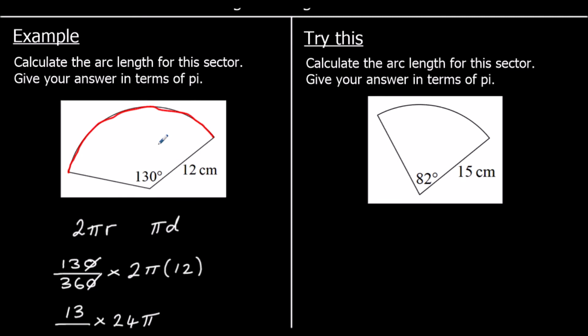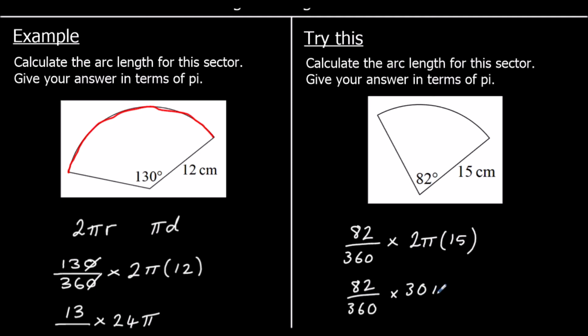Okay, one for you to try. So give this one a go. So what fraction of the circle do we have? We've got 82 360ths. And we've got that fraction of the circumference of a circle, which is 2 times pi times the radius, or pi times d. So 82 over 360. I'm going to leave that as it is for now. And 2 15s make 30. So 82 over 360 times 30 pi.